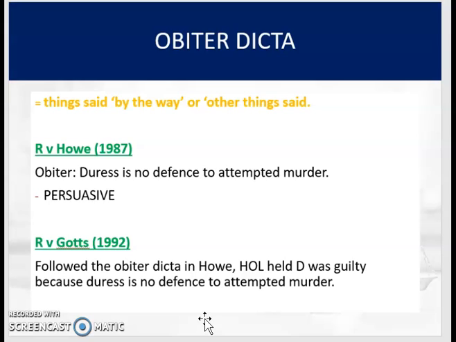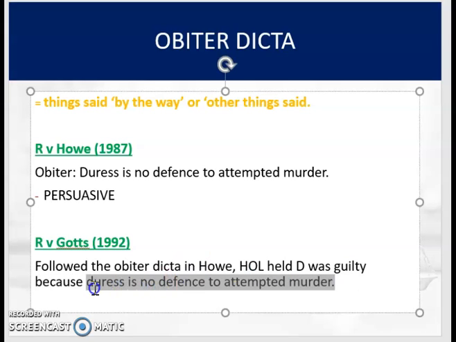And the really clever thing here that happens when cases are adding to each other like this is that we got this obiter in Howe, duress is no defence to attempted murder, that was just persuasive. But when the case of Gotts decided to follow that, even though they didn't have to, this duress is no defence to attempted murder becomes ratio. And that's why I've put it in red here, because we're used to seeing our ratios in red.